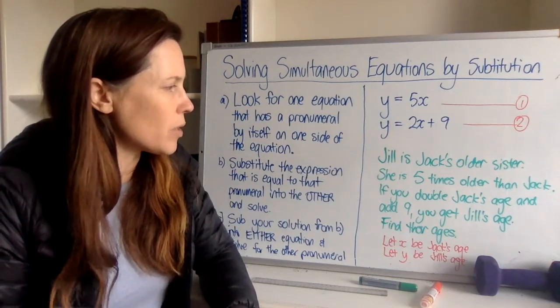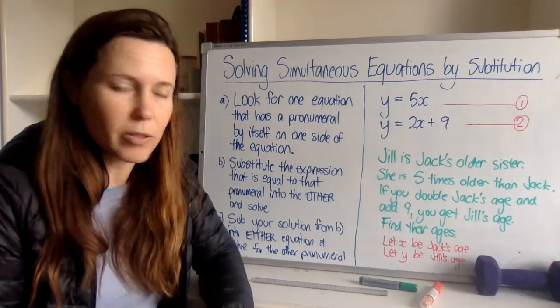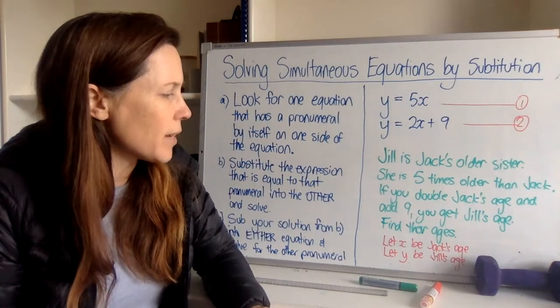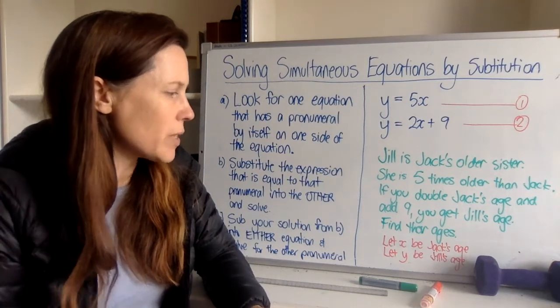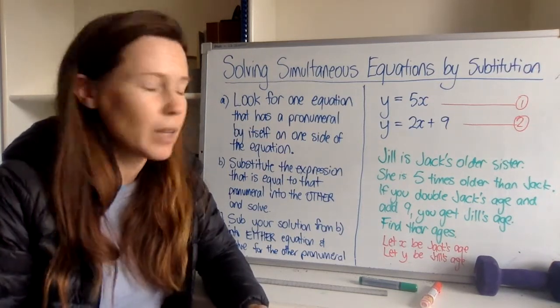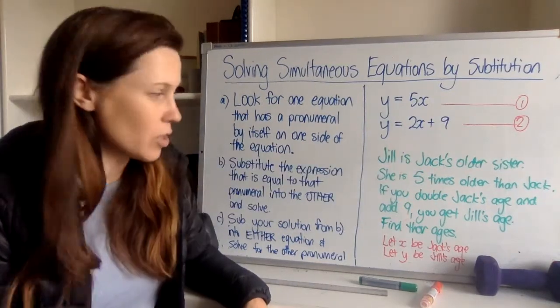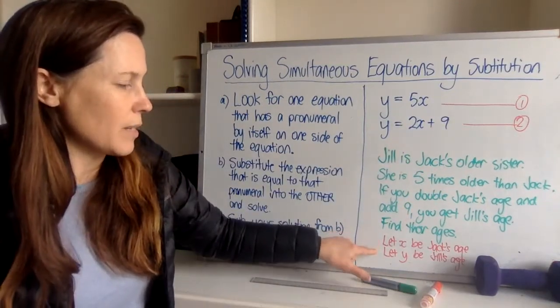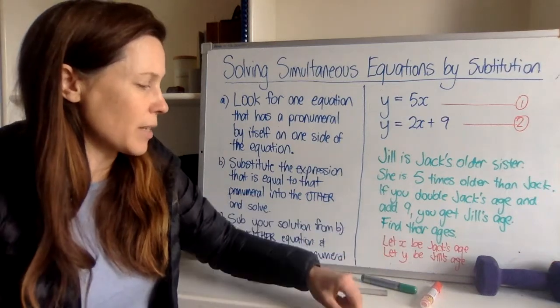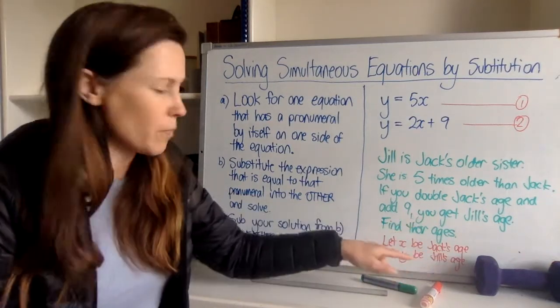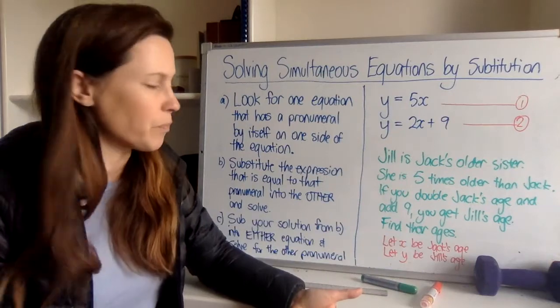Jill is Jack's older sister. She's 5 times older than Jack. If you double Jack's age and add 9, you get Jill's age. Find their ages. Now, if you're given a question like this part in green, the first thing that you need to do is actually put some letters in. You might let X be Jack's age and Y be Jill's age. You could pick any letters that you like.